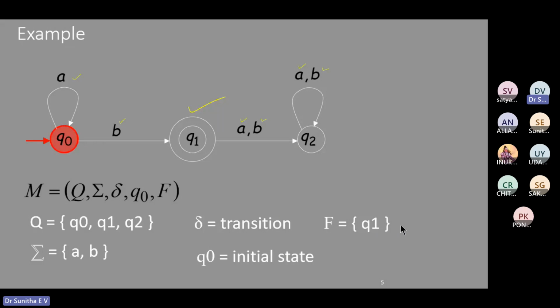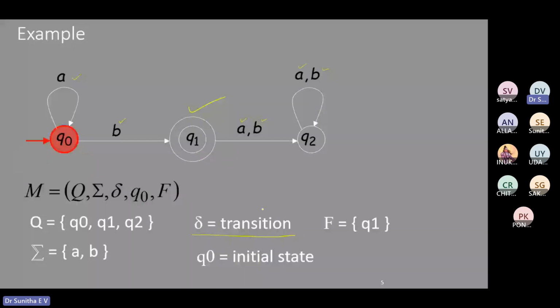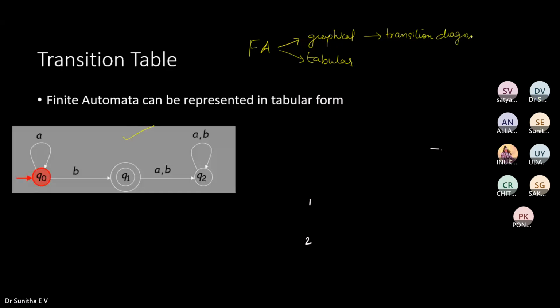So this is how we define a machine. The transition we have to represent in a different way. We can represent delta with a transition table. A finite automaton has a graphical representation and a tabular representation. For graphical representation, we use the transition diagram, or directed graph, just like this one. For tabular representation, we use the transition table.